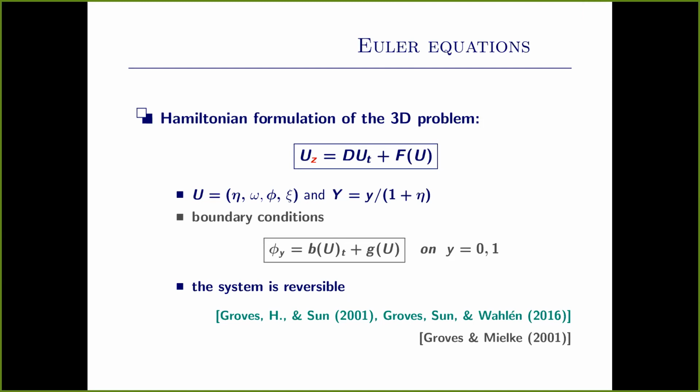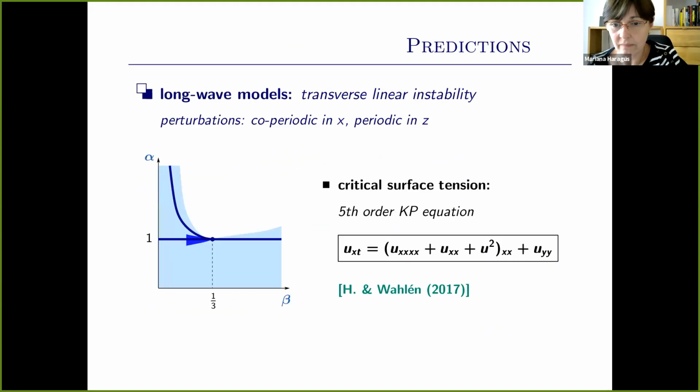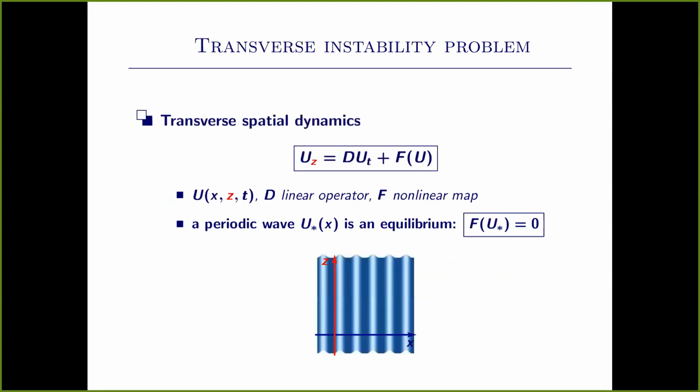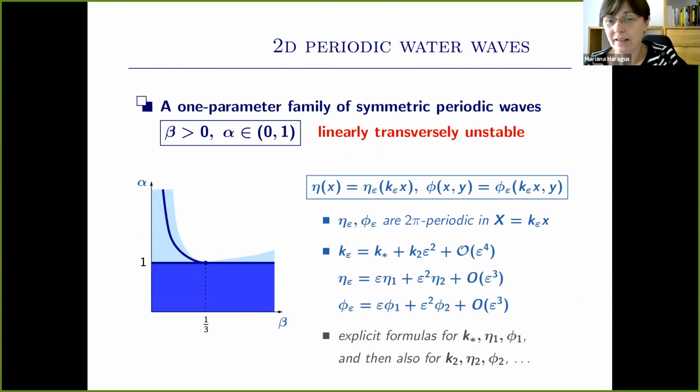I was wondering, could you please remind what is your epsilon? Maybe I missed it. Epsilon, you can see, is the amplitude of the periodic waves. It's actually the amplitude of the wave, and alpha and beta are fixed. So I'm fixing alpha and beta somewhere in this blue region, and epsilon is just the amplitude of the waves which bifurcate here.